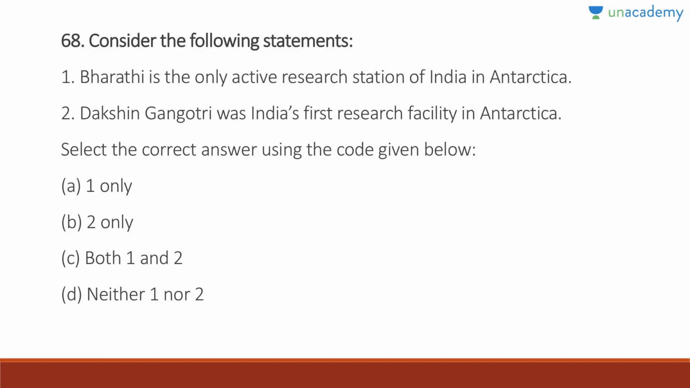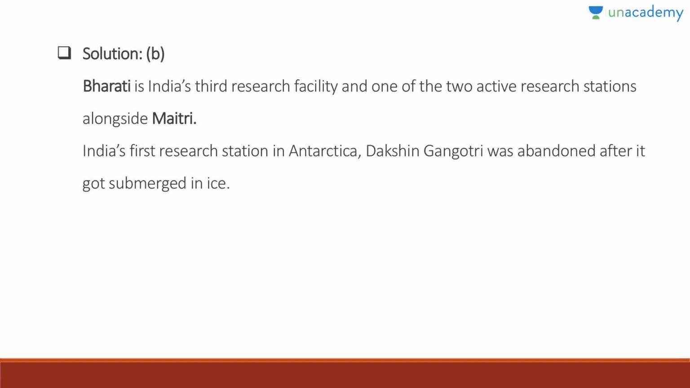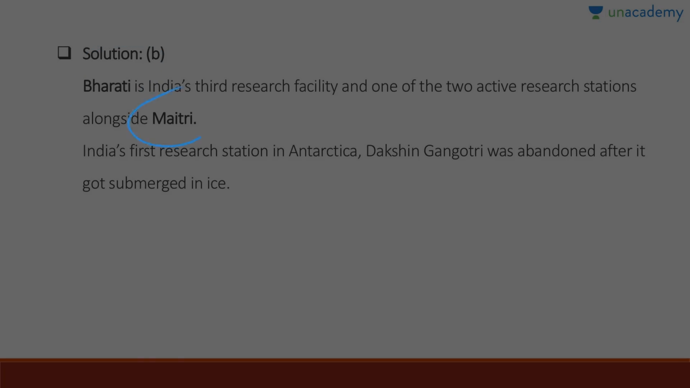And India's first is Dakshin Gangotri. Okay, but it got submerged in ice. So answer here is B, 2 only. Bharati is India's third research facility. Second was Maitri. First was Dakshin Gangotri. Dakshin Gangotri is no longer active. It is abandoned because it got submerged in ice. And Maitri is still active. So there are two active currently, Bharati and Maitri.